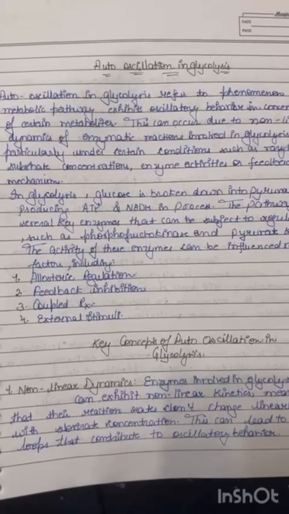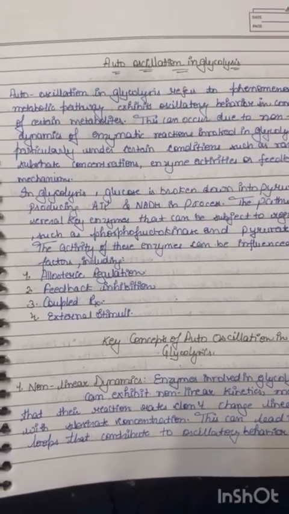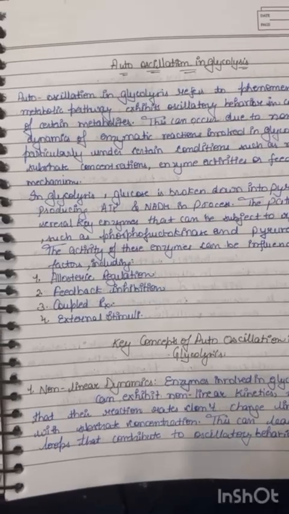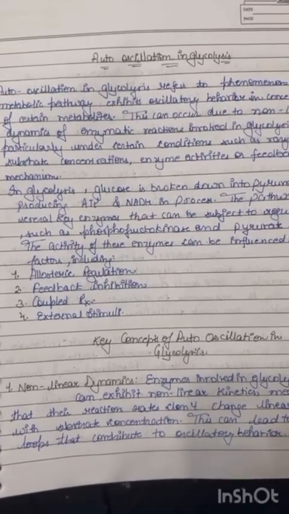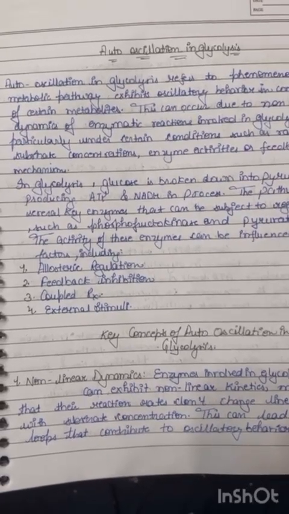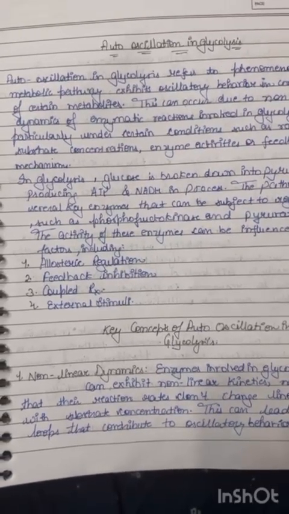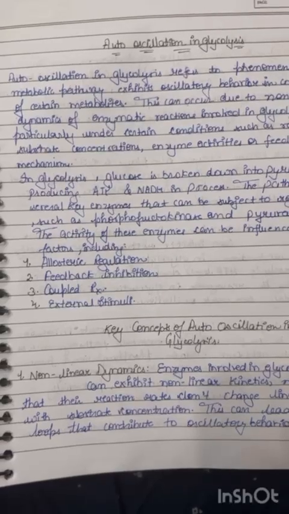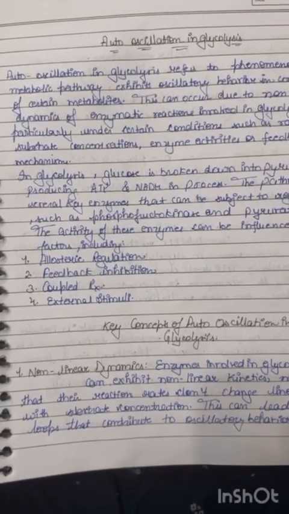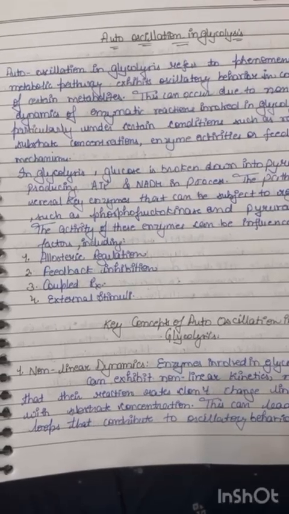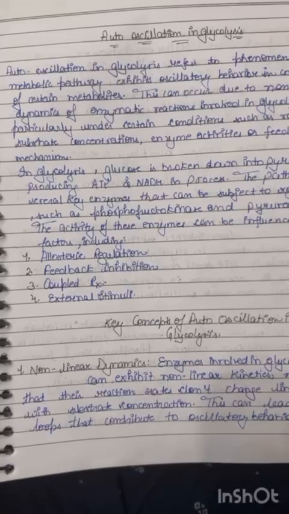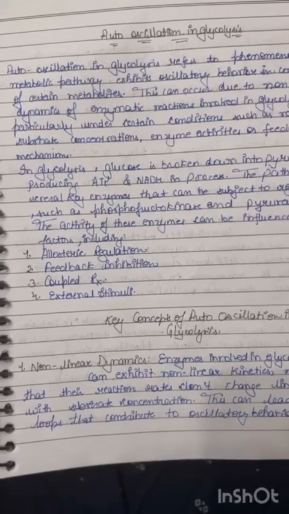My topic today is auto-oscillation in glycolysis and photosynthesis. Auto-oscillation in glycolysis refers to phenomena where a metabolic pathway exhibits oscillatory behavior in the concentration of certain metabolites. This can occur due to non-linear dynamics of the enzymatic reactions involved in glycolysis, particularly under certain conditions such as varying substrate concentrations, enzyme activities, or feedback mechanisms.